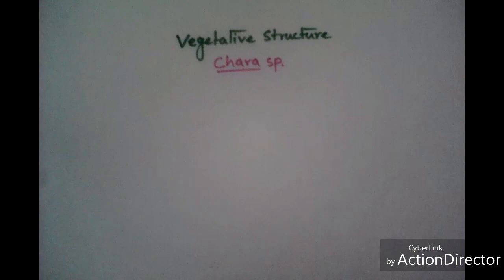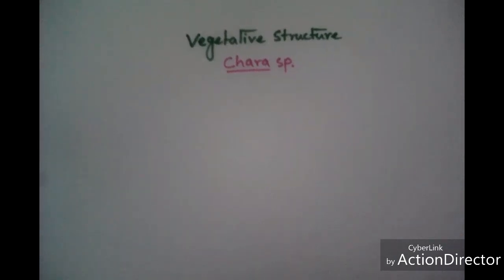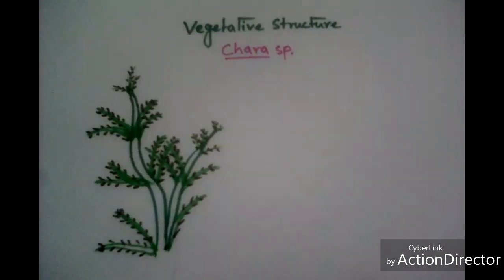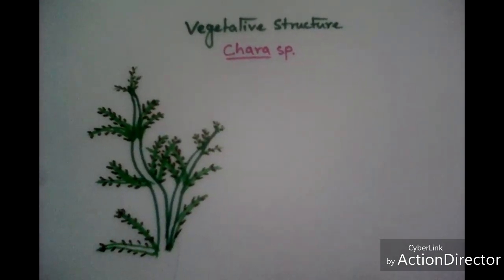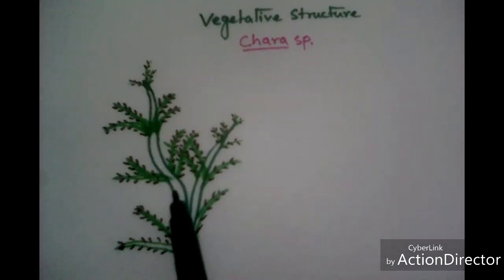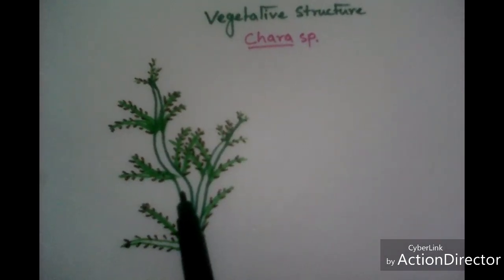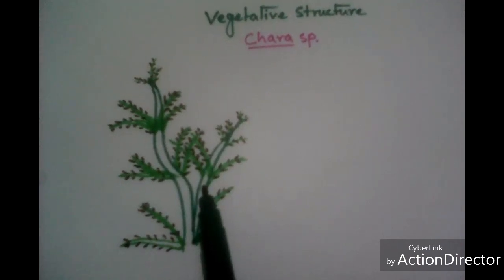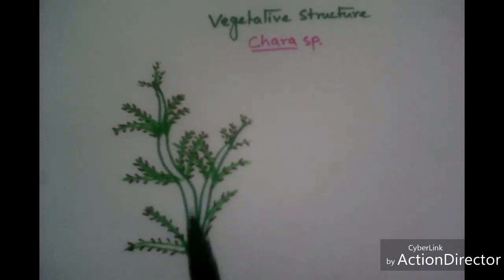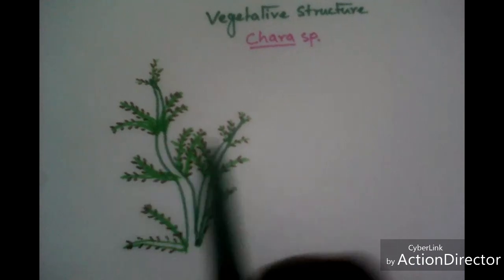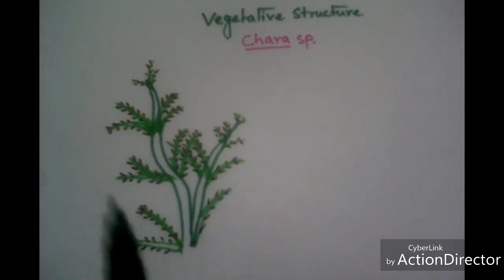We know Chara is a macroscopic algae, which means we can see this algae with our naked eyes. Chara looks like a small tree where the main axis and lateral axis are present, and so many branches are also present.